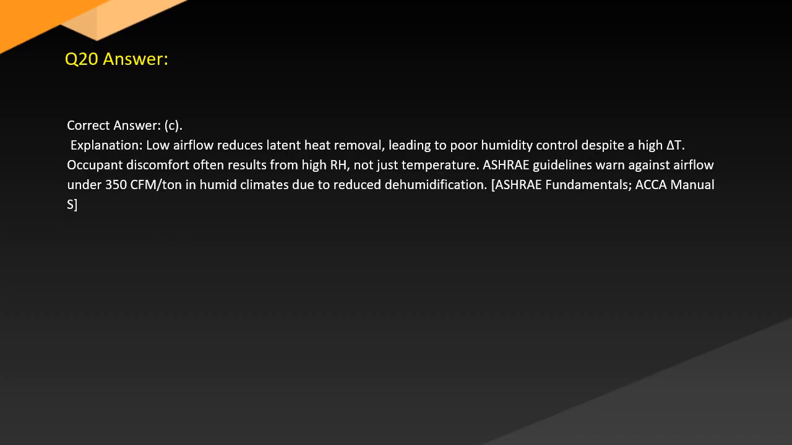Answer. Correct answer C. Explanation. Low airflow reduces latent heat removal, leading to poor humidity control despite a high DT. Occupant discomfort often results from high RH and temperature. ASHRAE guidelines warn against airflow under 350 cfm/ton in humid climates due to reduced dehumidification. ASHRAE Fundamentals, ACCA Manual S.